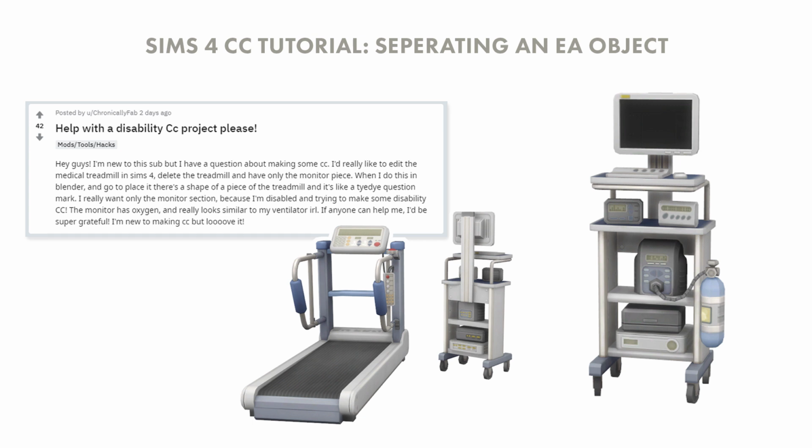I originally made this for redditor ChronicallyFab when she asked for help extracting a cart from a treadmill in the Sims 4 CC subreddit. There are a lot of useful tips in this video, so I wanted to share it with everyone. I hope you find this helpful, and please reach out if you have any questions.